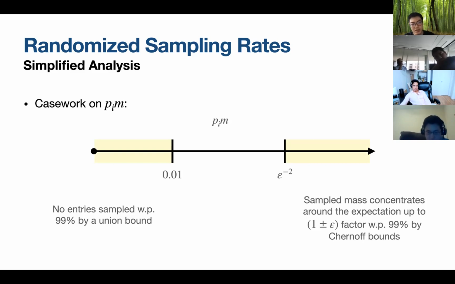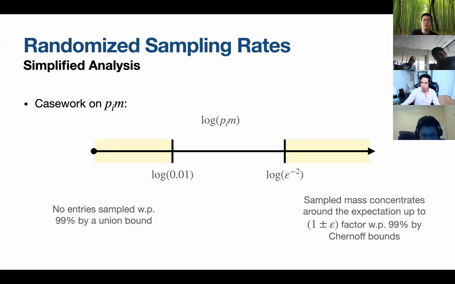So what we want to do is just avoid this middle white space, right? We just want to randomize enough so that we don't get any of these happening. In order to analyze this, it's going to be convenient to take logs of everything. So I'm going to instead be thinking of myself doing casework on log of Pi times M, and I just want to avoid the interval log of 0.01 to log of 1 over epsilon squared.